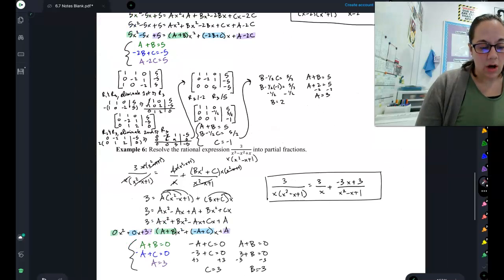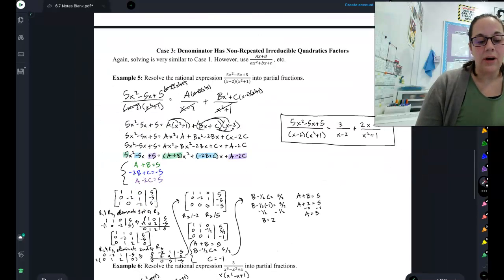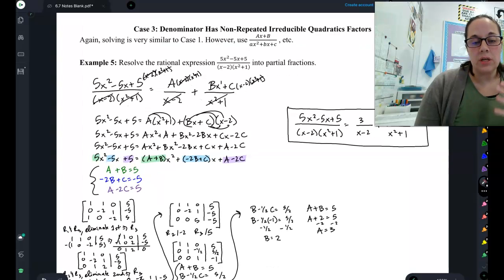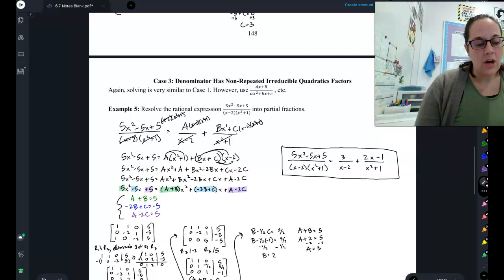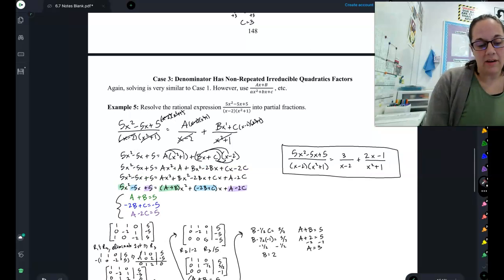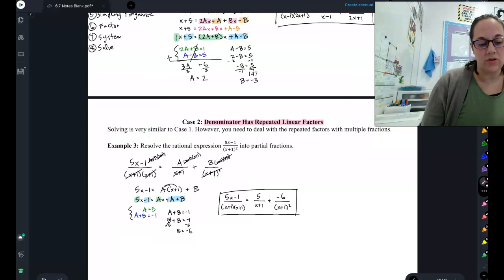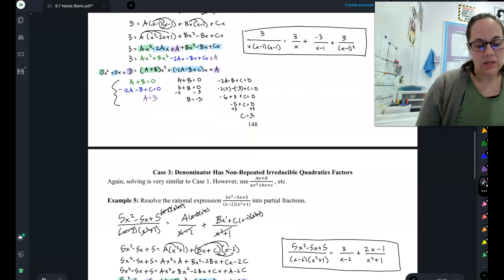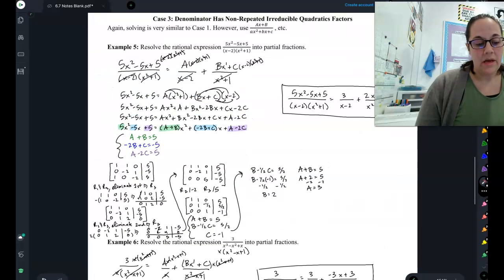So that is all that we're going to do with our irreducible quadratic factors. In the next video, we're going to talk about our last case of the day, which is combining case 2 and 3. So we're going to have irreducible quadratic factors that repeat, that are squared, and talk about what to do with that. I'll see you for that last video of today's lesson.